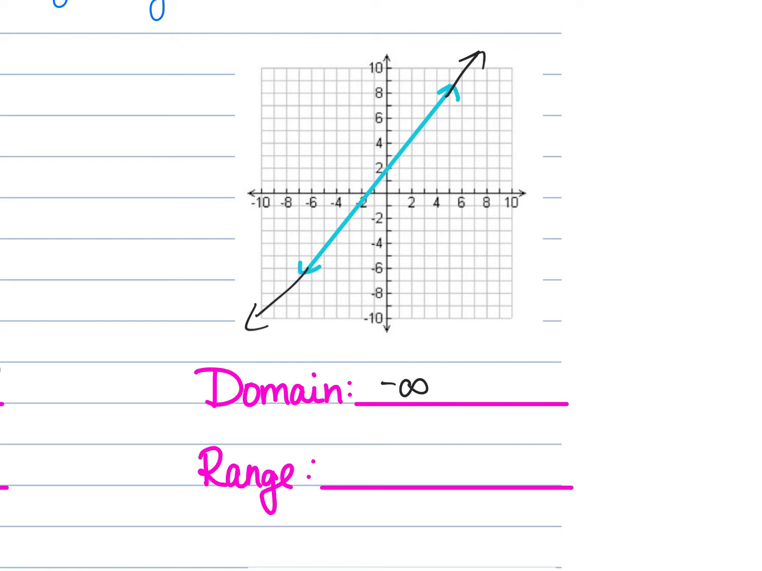Okay, this is the actual interval notation. So -infinity is what's called the lower bound, how far left it goes. The upper bound for domain is how far to the right it goes, and it goes up to +infinity.